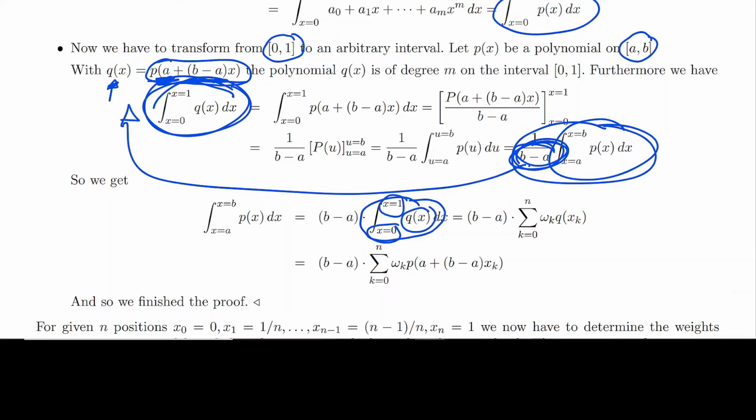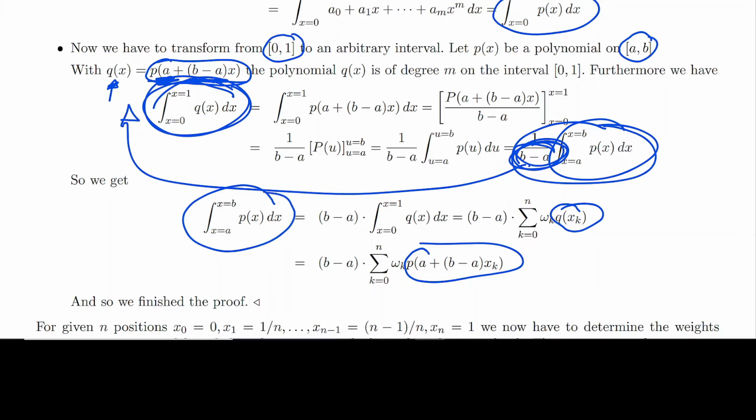q is a polynomial of degree m, at most of degree m. And so instead of writing with the integral, we can write as that sum. And what is that sum here? Q of xk is that. And now we proved what we wanted.